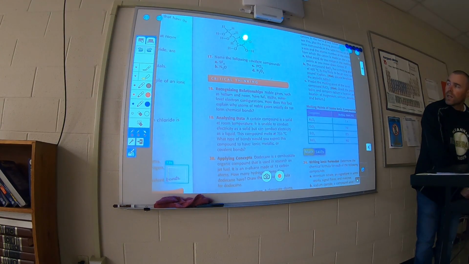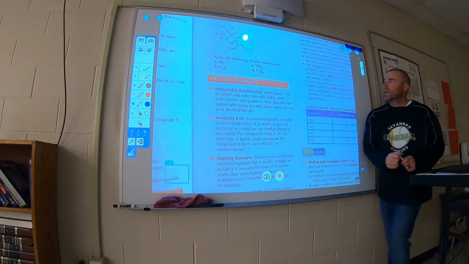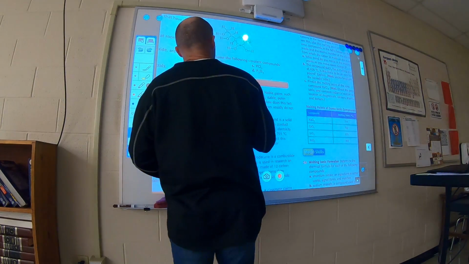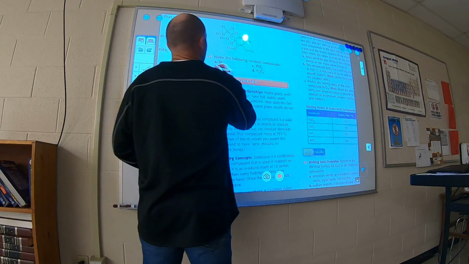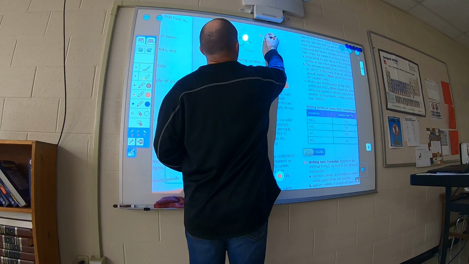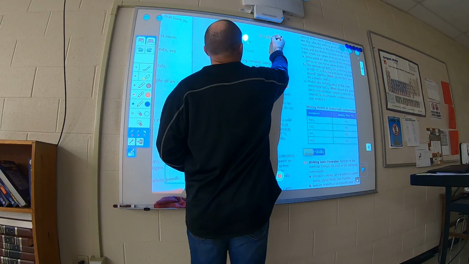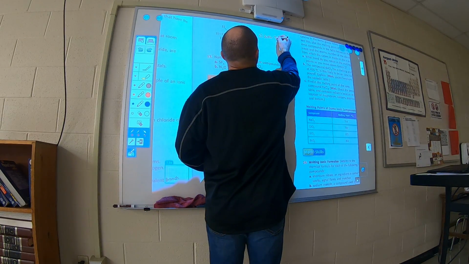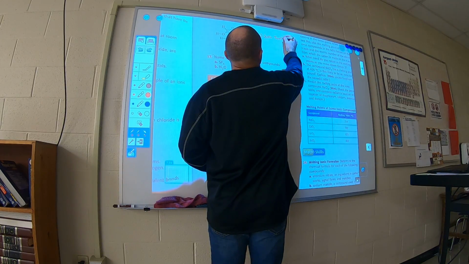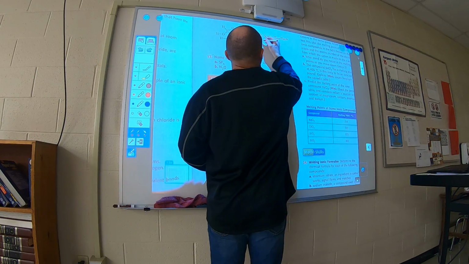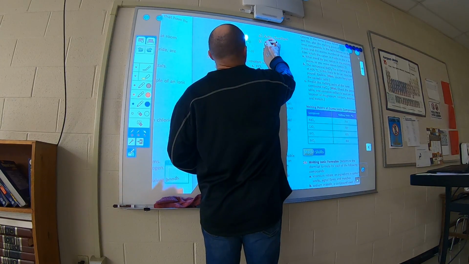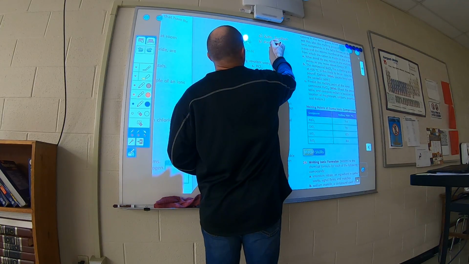Number 17, it says name the following covalent compounds. This should be real simple. This is, I'll put A right here. S is sulfur. Tetra. Fluoride. Letter B, dinitrogen.